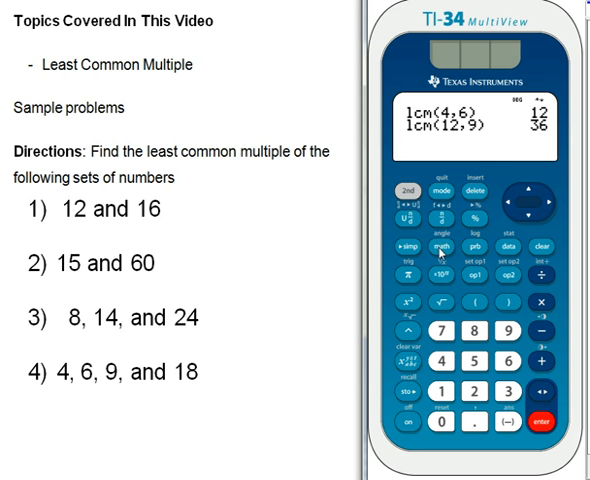And now we do it one more time. Math, option 1 for LCM. Type in our answer, 36. Second, decimal point. And now we do the fourth number, 18. Close the parentheses and hit enter. And it gives us 36, because 18 times 2 is 36.